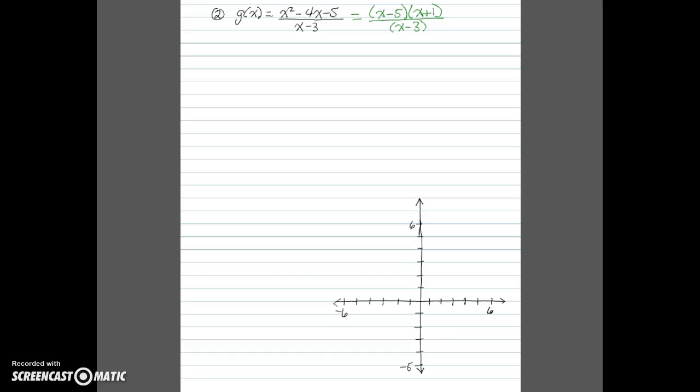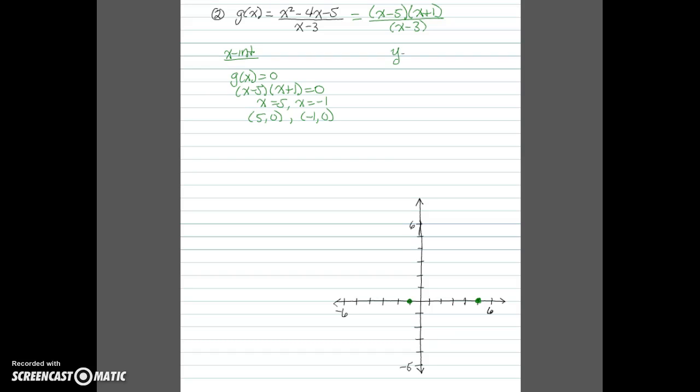Okay, here we are. So now that we have everything factored, we're going to first find our intercepts, beginning with the x-intercepts. So that means that we are setting our function g of x equal to 0, which, because this is a rational function, means that only the numerator will be equal to 0, so we'll set that equal to 0, which tells us that x is equal to 5, or x is equal to negative 1. So we have x-intercepts at (5, 0) and at (negative 1, 0). So we can go ahead and plot those.